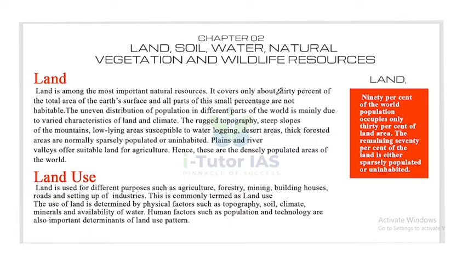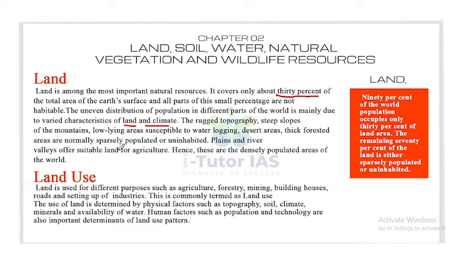So the land covers only about 30% of the total area of the earth's surface, and all parts of this small percentage are not habitable. The uneven distribution of population in different parts of the world is mainly due to varied characteristics of land and climate. We know the climate and land are the main characteristics of the population distribution. The arid topography, steep slopes of the mountains, low-lying areas susceptible to waterlogging, desert areas, and thick forested areas are normally sparsely populated or uninhabited. So in these places the population is very less.